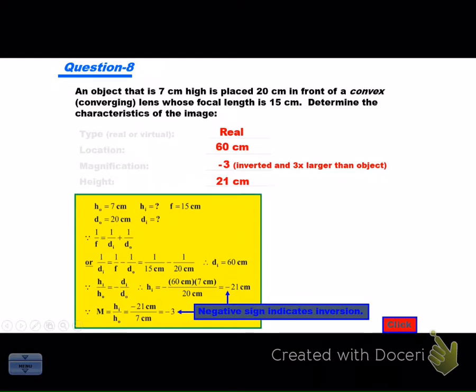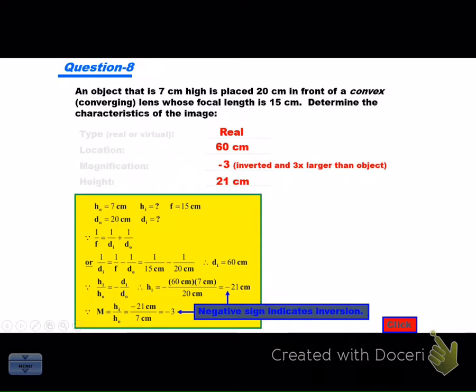So now let's put that information into a magnification equation, and we do have heights here, so we could use that, or we could use the ratio of distances. Either one, it doesn't really matter. So if I just wanted to use DI over DO, I would come down here, it would be negative 60 over 20, and I'd get negative 3.